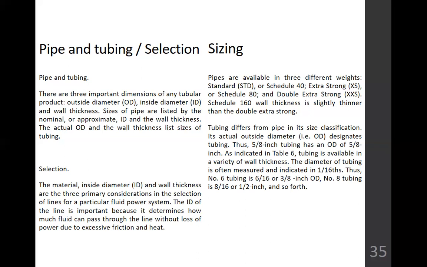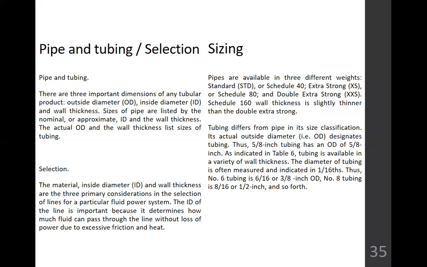So velocity. Pipes are available in three different ways: the standard or schedule 40, extra strong or schedule 80, double extra strong, schedule 160, wall thickness is double extra strong. So iba yun sa schedule 160. Schedule 160 wall thickness is slightly thinner than the double extra strong. Ngayon, ang ginagamit natin is yung schedule 40, 80, and 160.